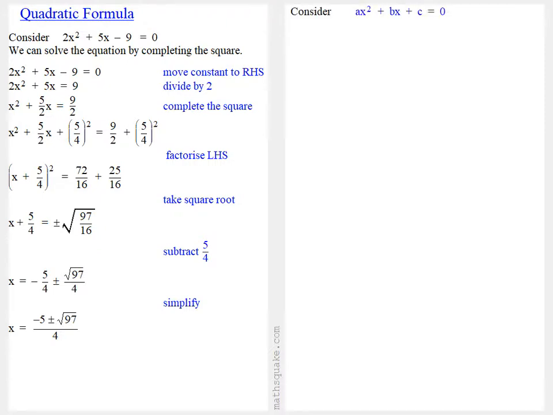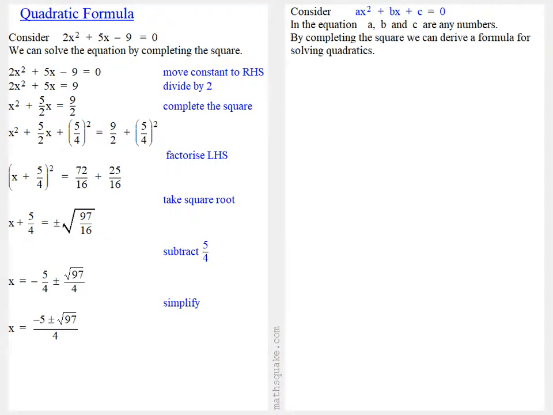Now we're going to do the same thing all over again, but this time, instead of having numbers in front of the x terms, we're going to have general letters. So it's going to be ax squared plus bx plus c equals 0. In the equation, a, b and c are any numbers. By completing the square, we can derive a formula for solving quadratics.